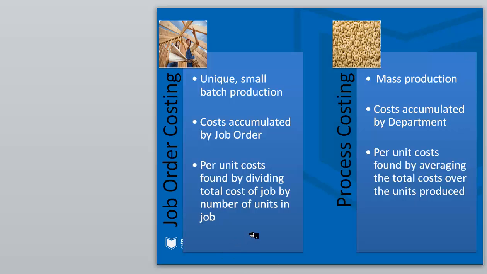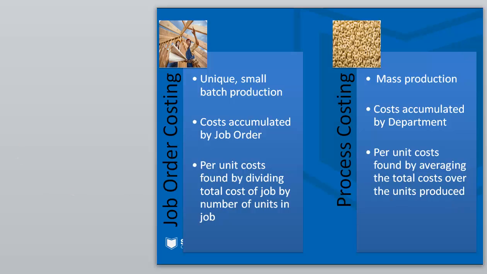Finally, to get a per unit cost in job order costing, you might remember, we took our total cost and divided that out by the number of units in the job. Process costing is a little bit different. We basically get a per unit cost by averaging the total cost over the units that we produced.